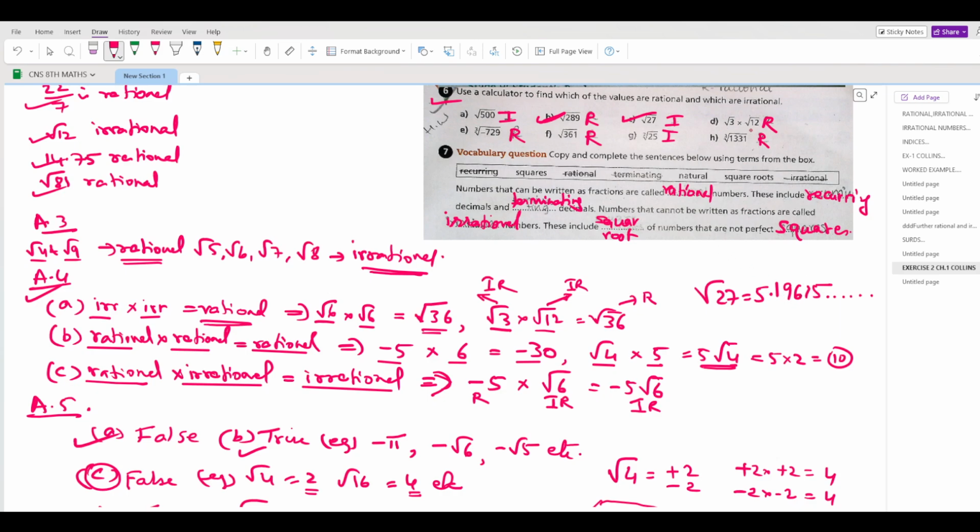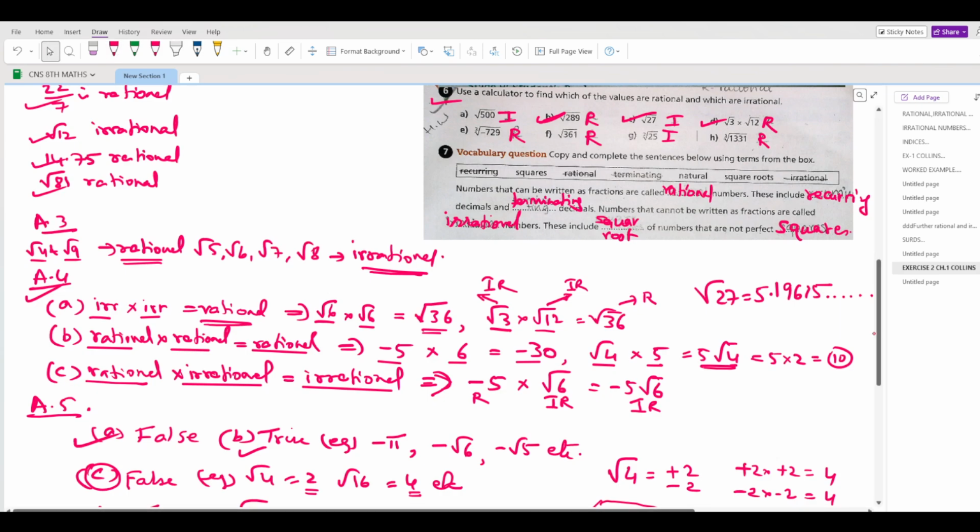Okay, next is root of 3 multiplied by root of 12. Now root of 3 is an irrational number, root of 12 is also an irrational number. So the product of these two will be a rational number. This is very straightforward, because when you work out the product, it will be root of 12 3s are 36, and root of 36 is nothing but 6, which is a rational number. So on the calculator, if you do root 3 into root 12, you will get root 36.